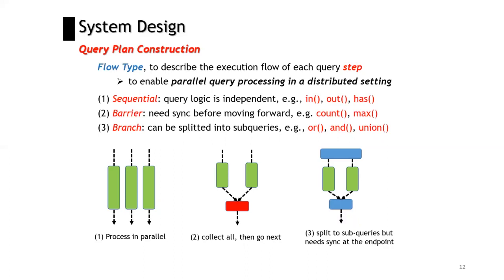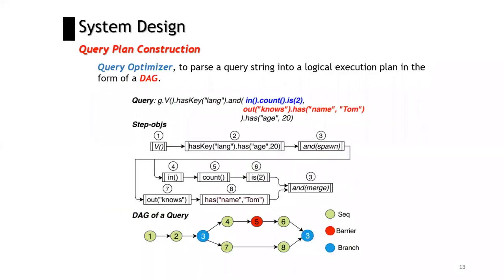Barrier means the step needs synchronization before moving forward, while branch type can be further split into sub-queries for processing simultaneously. Based on that, combined with the query parser, Grasper will construct a logical execution plan represented by a DAG for each query, where each node in the DAG represents one query operator associated with its flow type. Then the execution engine of Grasper will drive the query processing of one query based on its DAG to ensure the execution order with correctness guarantee.